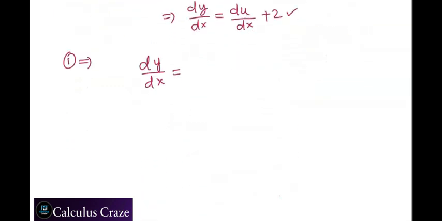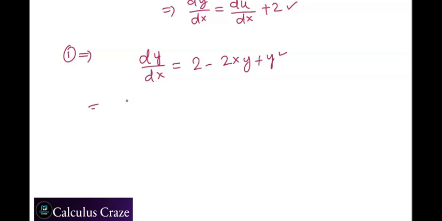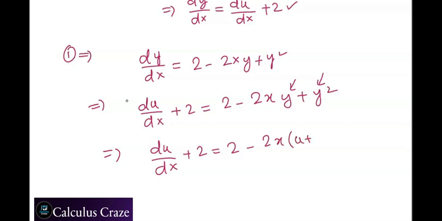So equation 1 after substitution gives me, this dy by dx is equal to, so the equation is 2 minus 2xy plus y square. So you can just substitute the values: the derivative of u with respect to x plus 2 equal to 2 minus 2xy plus y square, but these y's must be taken in terms of u, so I'll substitute these values here. It is u plus 2x. It is u plus 2x.